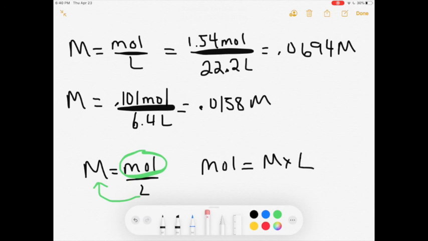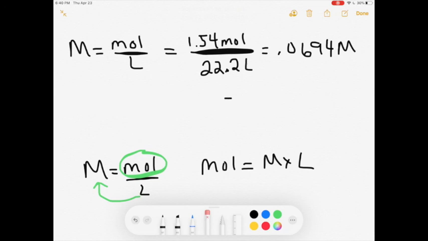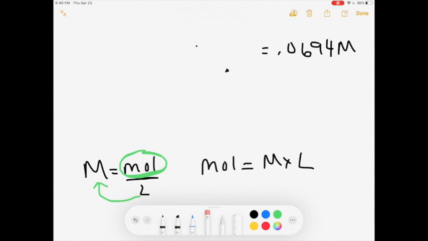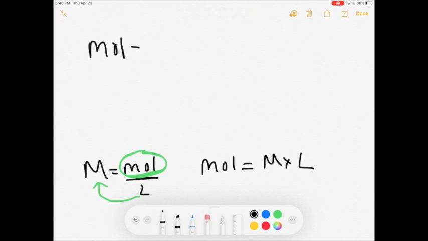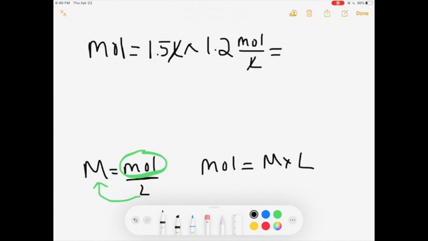Okay, do that up here. So we have moles is equal to 1.5 liters times 1.2. And you can use a big M, but in cases like these, I like to go ahead and put moles per liter so I can see the liters cancel and I'm left with moles. You don't have to do that. I'm all about those conversions, so that's kind of how I like to set it up. 1.8 moles is what we get.